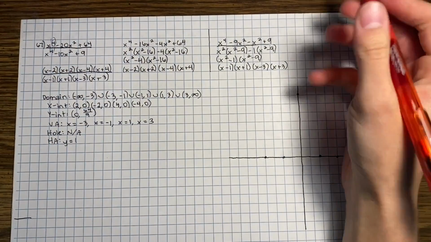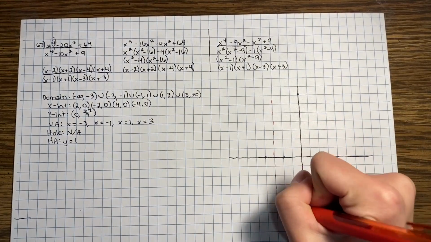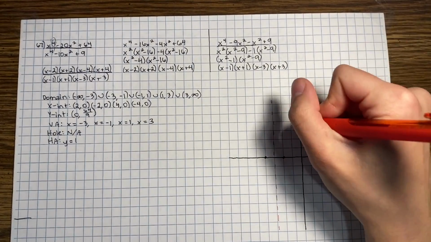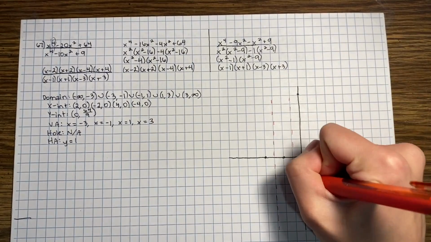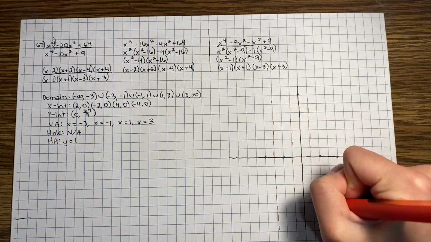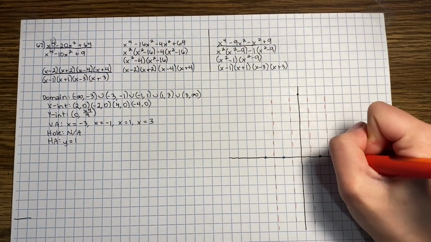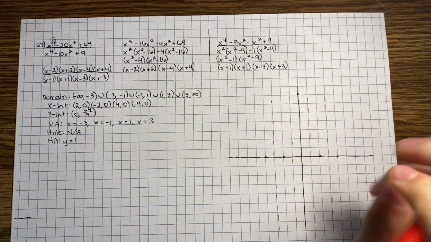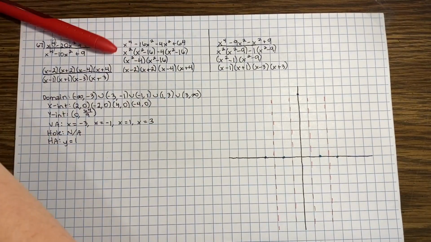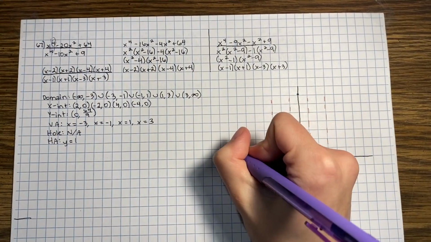So vertical asymptotes are at -3, -1, 1, and 3. And lastly, we have our horizontal asymptote, which is going to be at y equals 1.